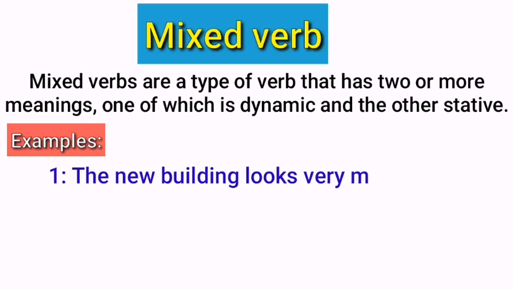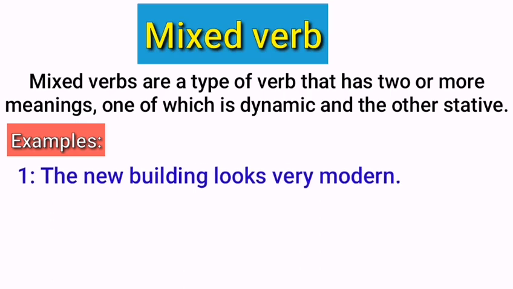The new building looks very modern. Observe the verb, looks, is a stative verb. Actually, this verb can be used in both ways. So, here it describes the state of the building. So, that is why it functions as a stative verb here.